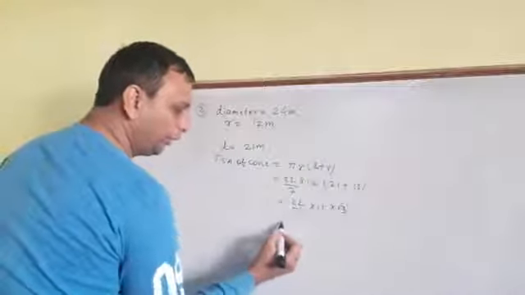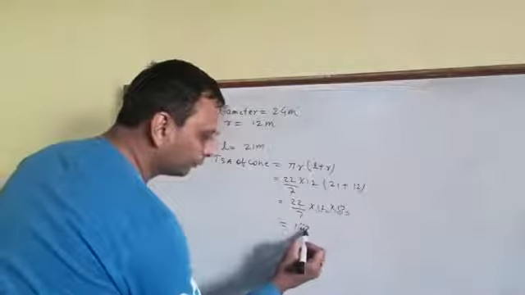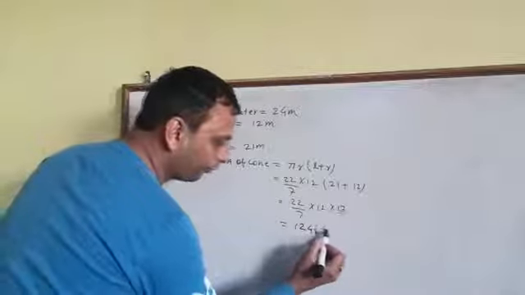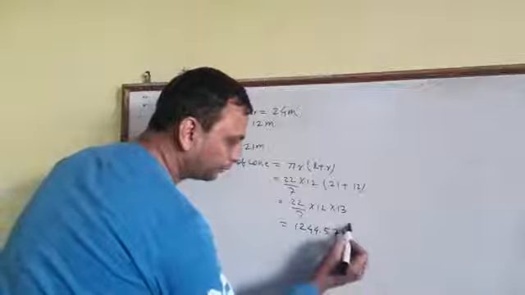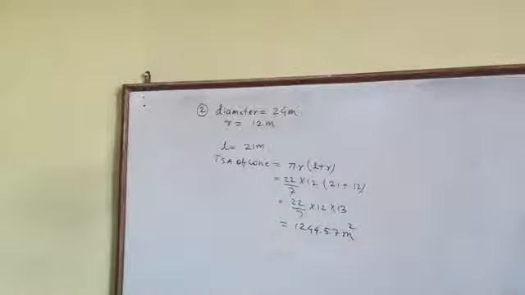On solving you will get the total surface area of the cone, approximately 1244.57 meter square. As all are in meters, the answer will also be in meter square. This completes question number 2.